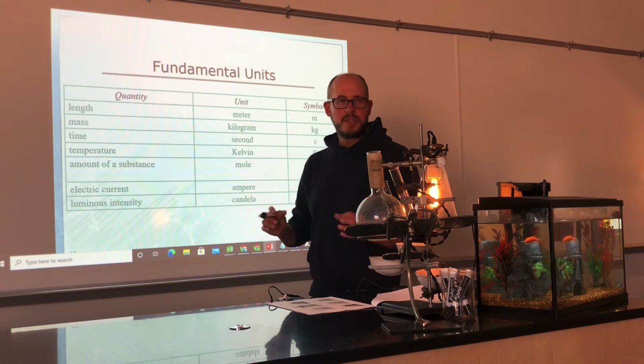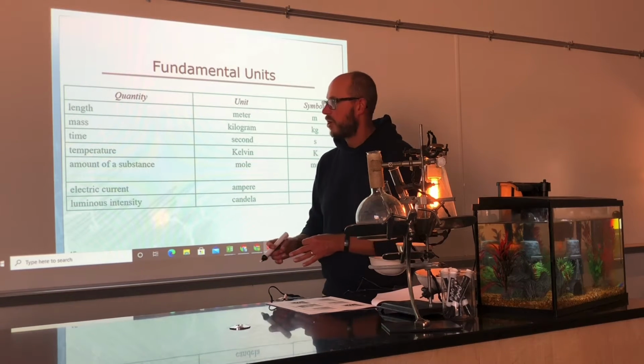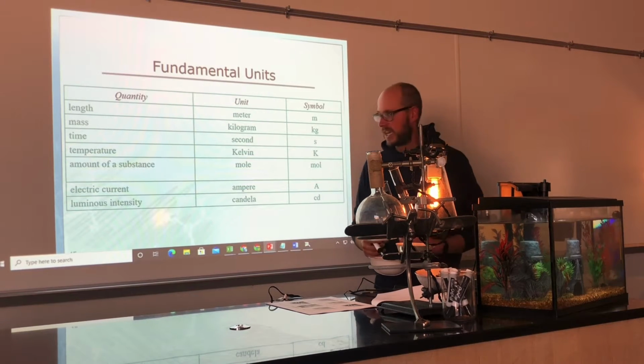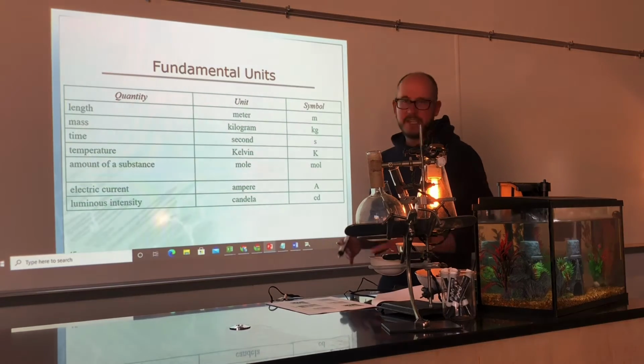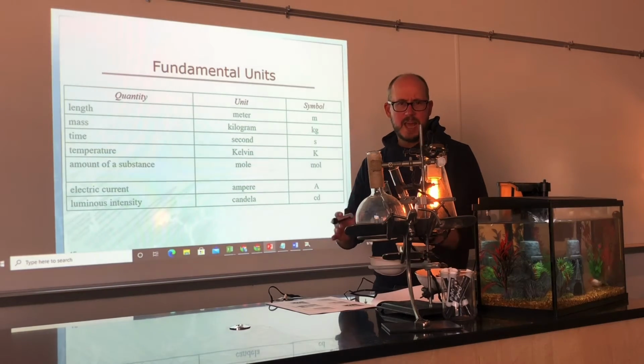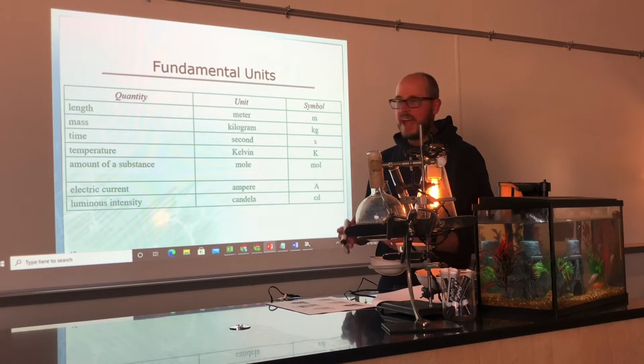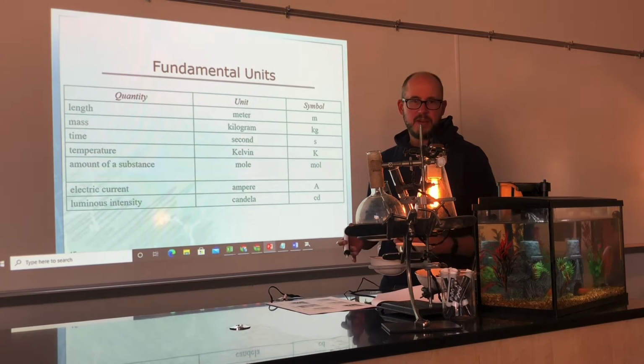Temperature, here's where the SI system and the metric system differ. We don't use degrees Celsius in the scientific scale. We use Kelvin. Kelvin is based on the idea of absolute zero. There's an absolute coldest temperature that could exist. It's kind of theoretical, and that is 0 degrees Kelvin.